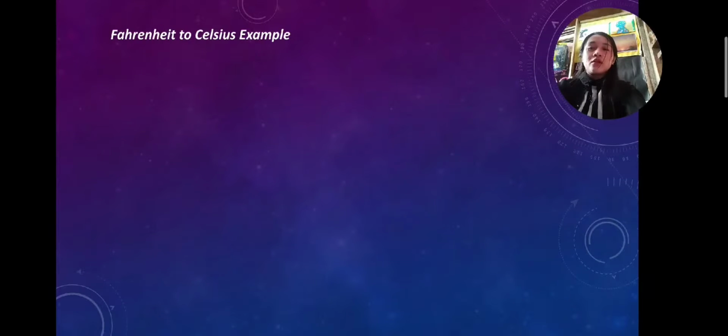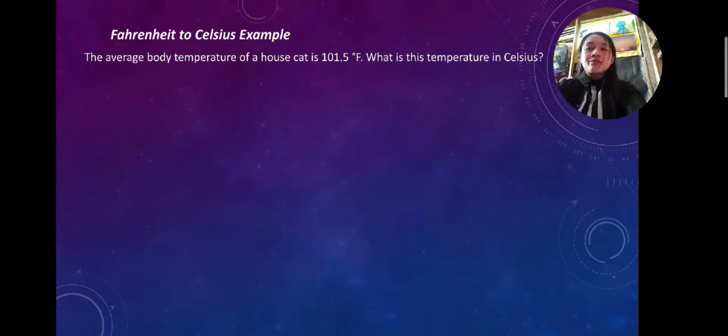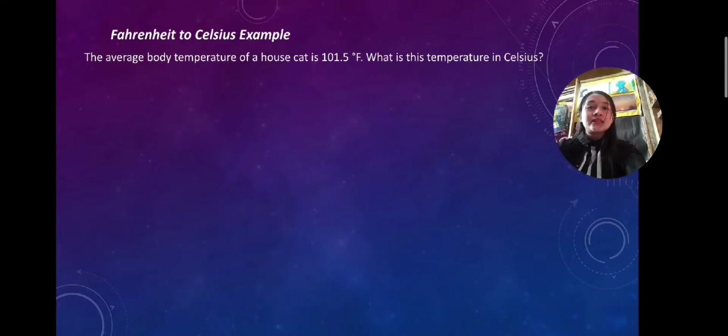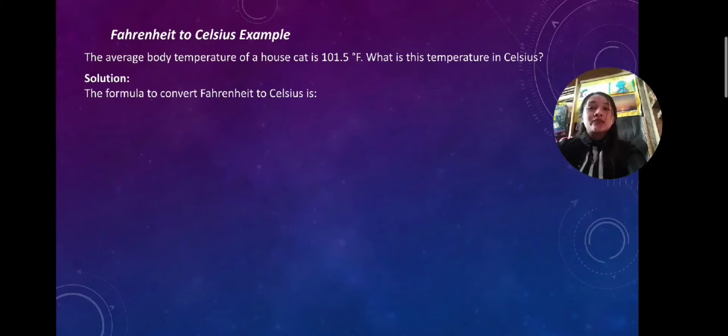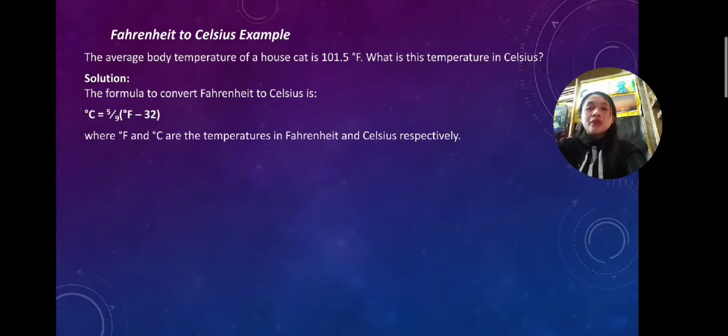We have the example of Fahrenheit to Celsius. The average body temperature of a house cat is 101.5 degrees Fahrenheit. What is the temperature in Celsius? The solution: the formula to convert Fahrenheit to Celsius is degree Celsius equals 5/9 (degree Fahrenheit minus 32), where degree Fahrenheit and degree Celsius are the temperatures in Fahrenheit and Celsius respectively.